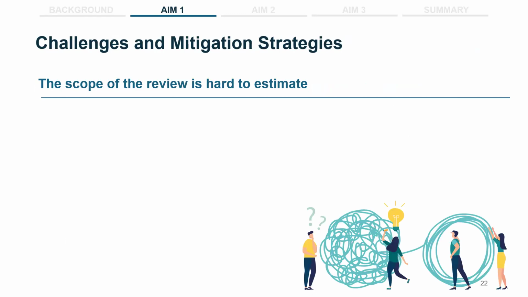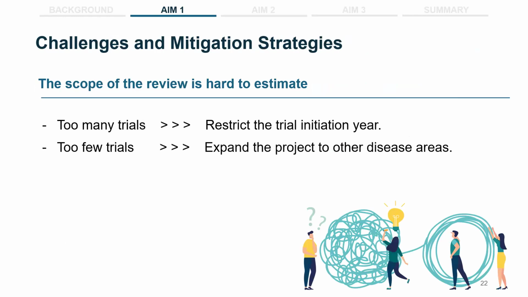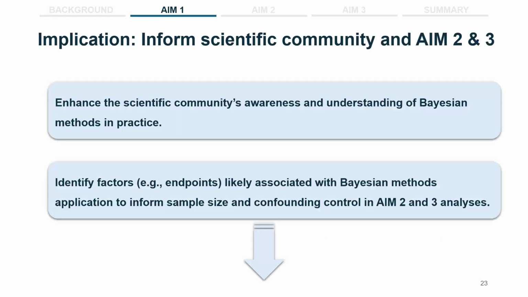One of the major challenges in this aim is that the scope of the review is hard to estimate at this point. But if there are too many or too few trials, we will then adjust by restricting the trial initiation year, or expanding the project to other disease areas. By doing the scoping review, besides enhancing the scientific community's awareness and understanding, we also aim to identify some factors that are highly likely to be associated with the use of Bayesian methods, and to use that to inform the analysis in aim 2 and aim 3.